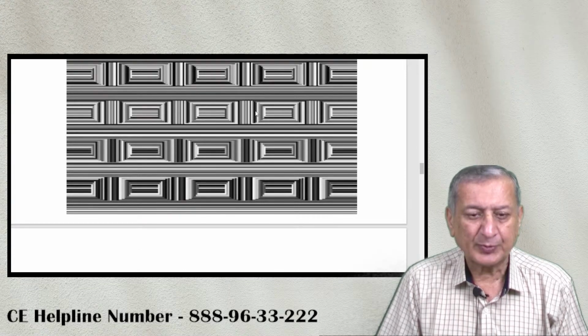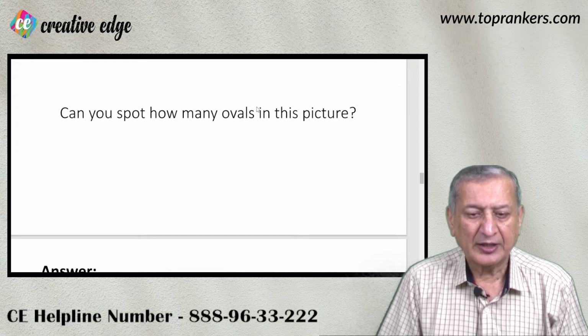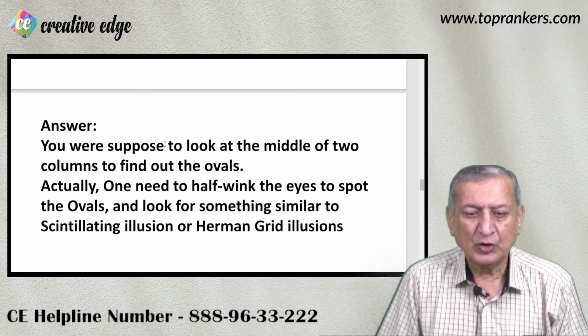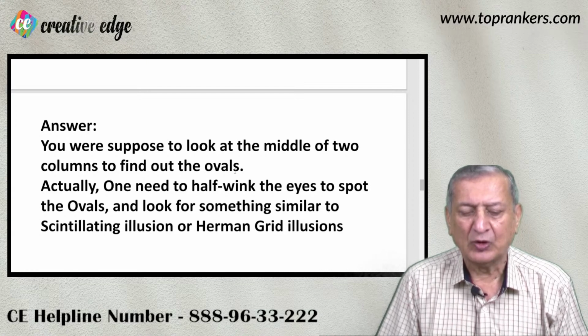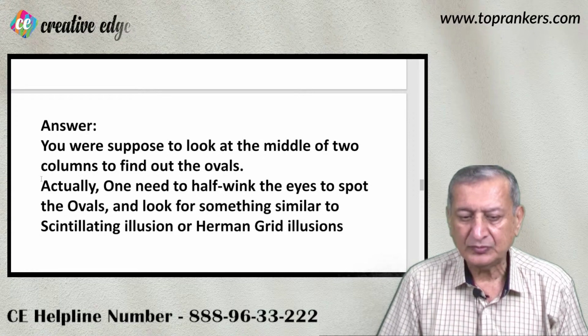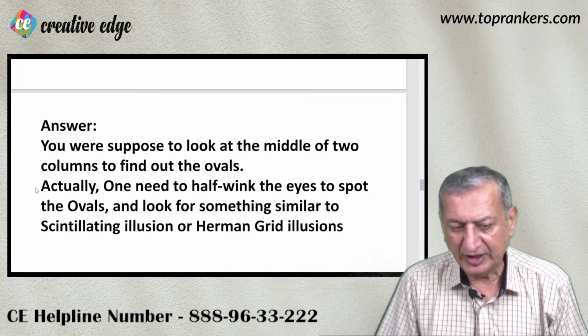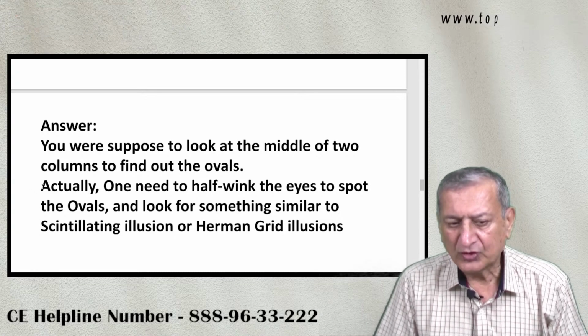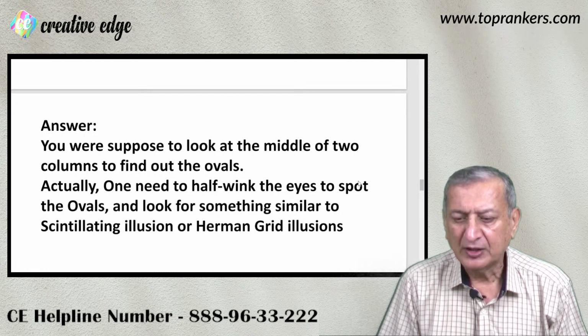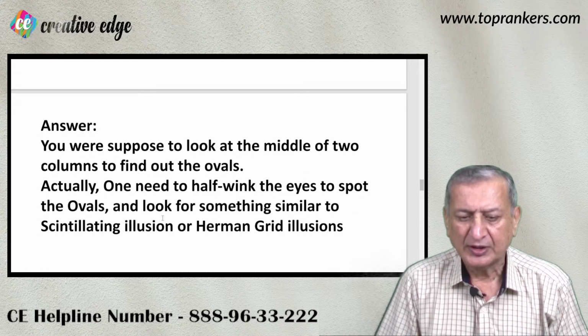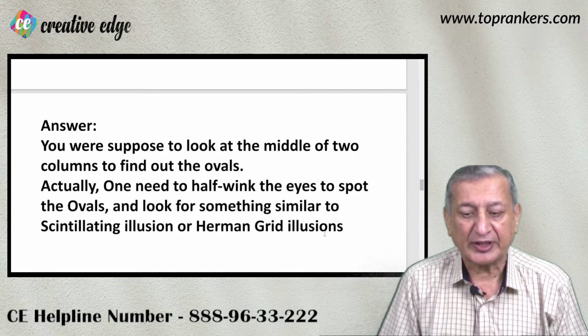Firstly, look at this picture and look at the answer. You were supposed to look at the middle of 2 columns to find out the ovals. Actually, now here is the key to such questions. Actually, one needs to half wink the eyes to spot the ovals and look for something similar to a scintillating illusion or Hermann grid illusion.